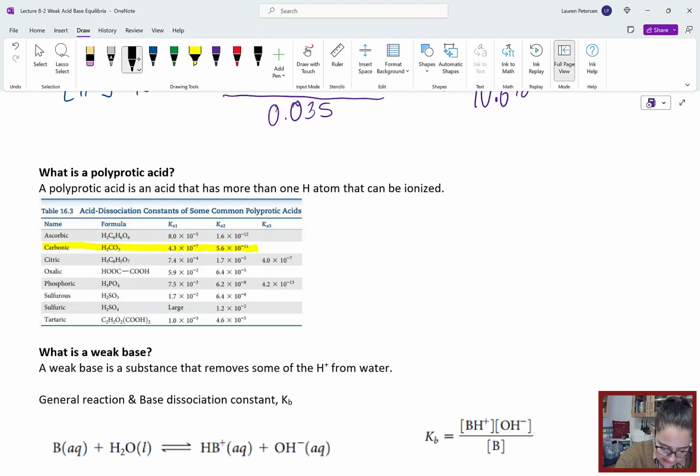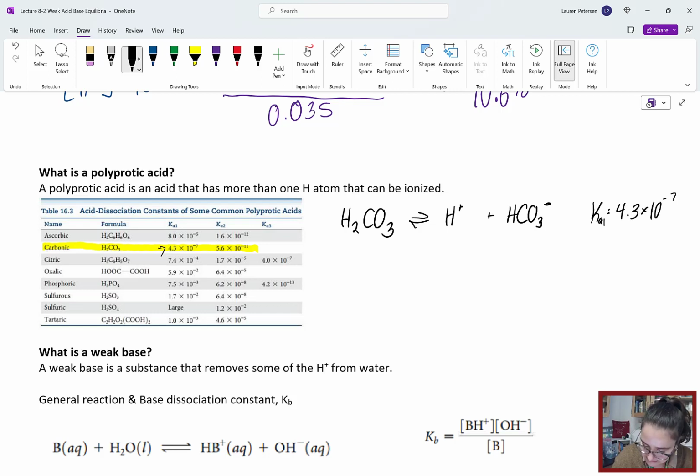What that means is this Ka1 is for the reaction of H2CO3 going to form H plus and HCO3 minus. That is going to be your Ka1, that 4.3 times 10 to the negative 7. The Ka2 comes from the second H being ionized. So that HCO3 minus can be further ionized to H plus and a carbonate ion, CO3 2 minus. And that Ka value is obviously going to be a lot lower.